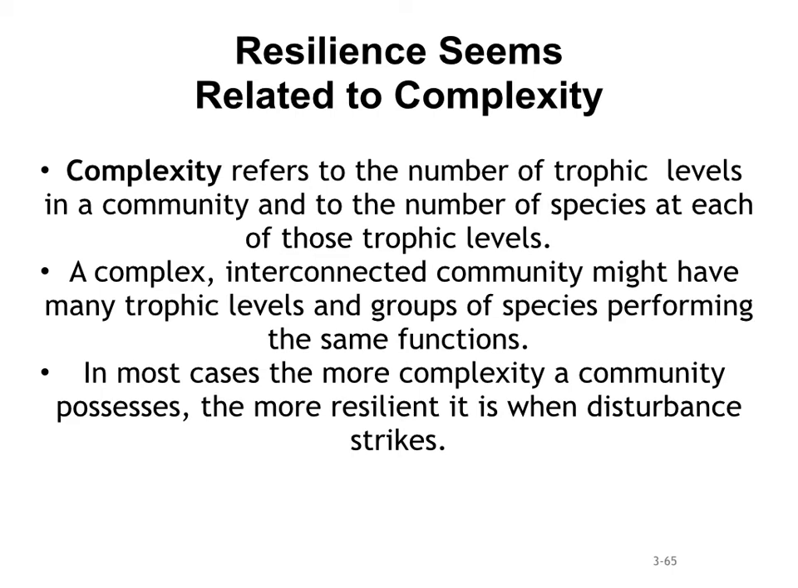Often, we think of diversity in terms of species counts, but another aspect is community complexity. Complexity refers to the number of trophic levels in a community and to the number of species at each of those trophic levels. A complex community might have many trophic levels and groups of species performing the same function.